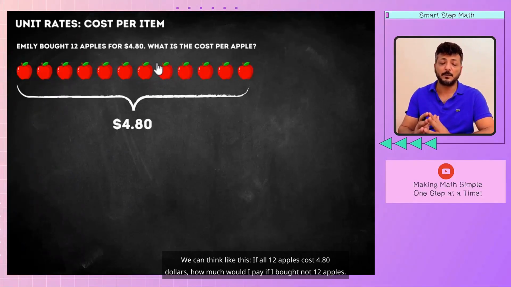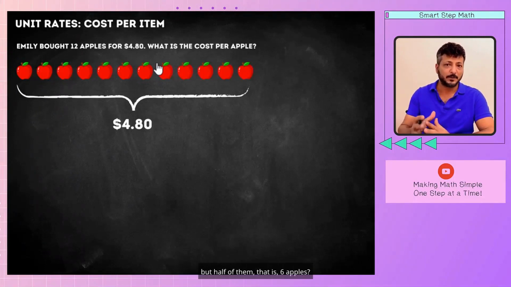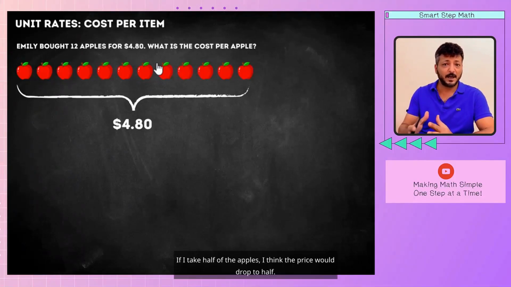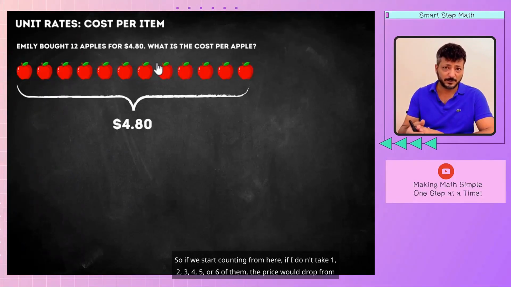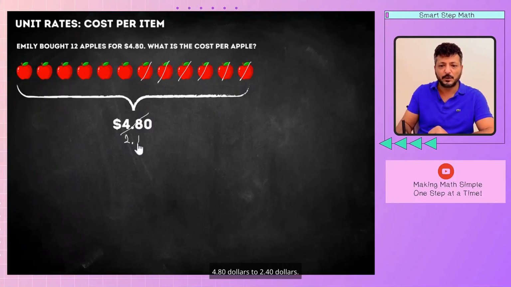If all 12 apples cost $480, how much would I pay if I bought not 12 apples, but half of them? That is, 6 apples. If I take half of the apples, I think the price would drop to half. So the price would drop from $480 to $240. 6 of them cost $240.